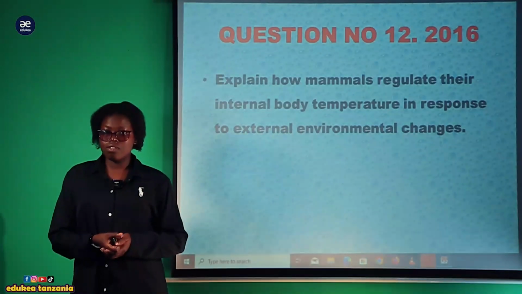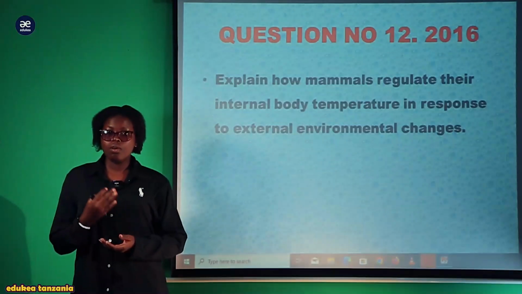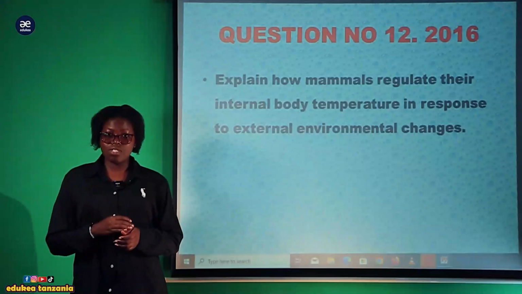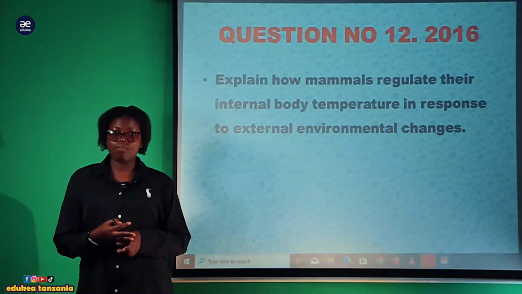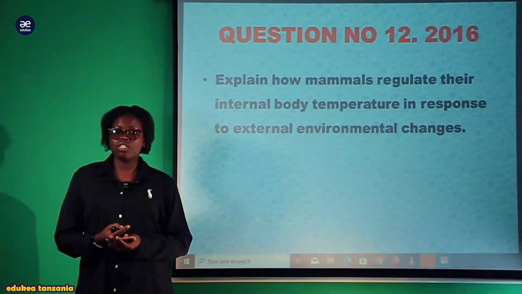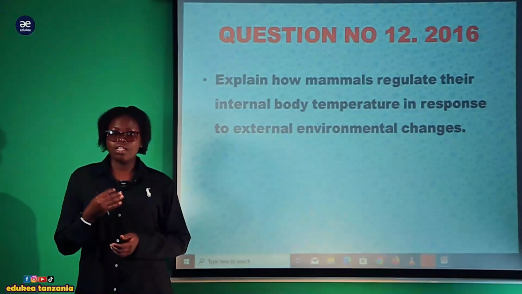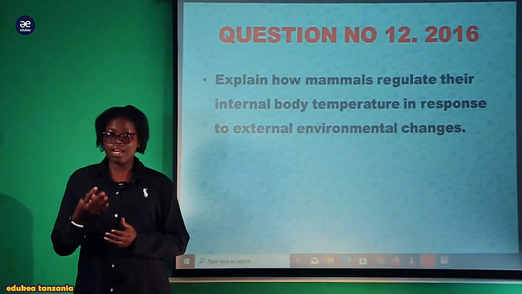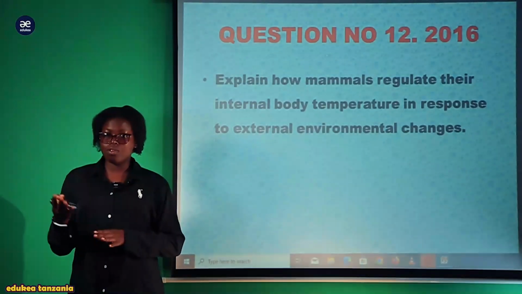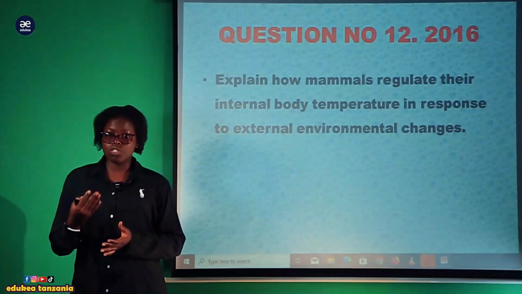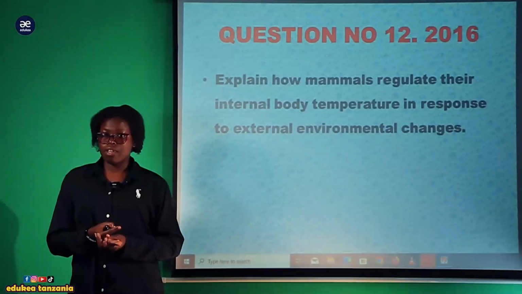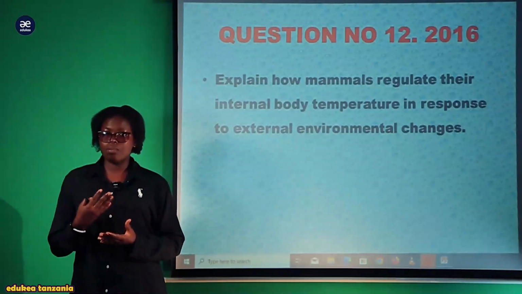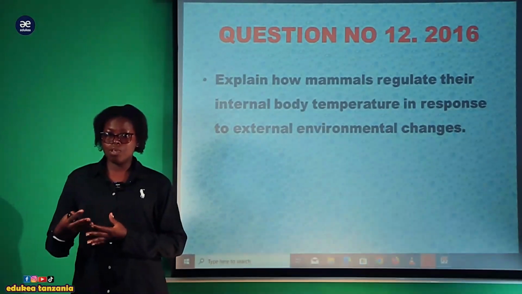My lovely Form 4 students, before we answer our question, you have to be familiar with where this question has been constructed. This question has been constructed from the topic of regulation, and it is a Form 3 topic. In that concept, we have seen that there are three types of regulation: thermoregulation, osmoregulation, and the regulation of blood pressure. So one of the types of regulation, thermoregulation, is where this question has been derived.